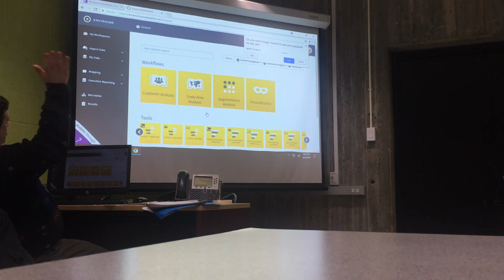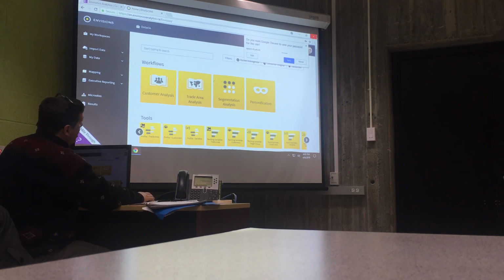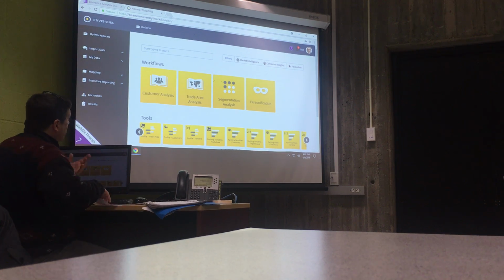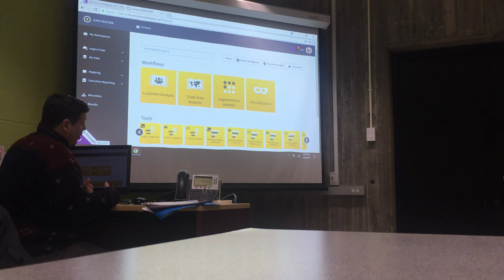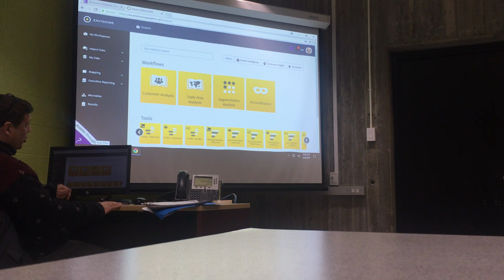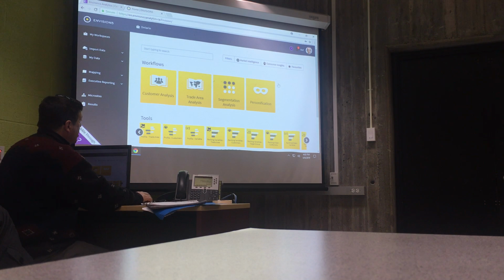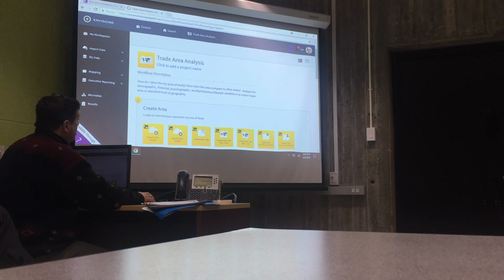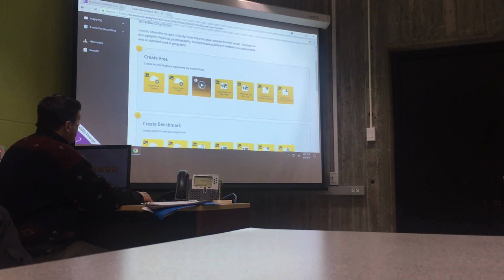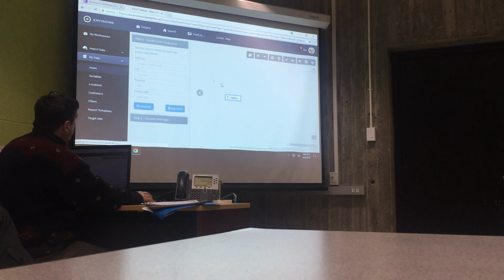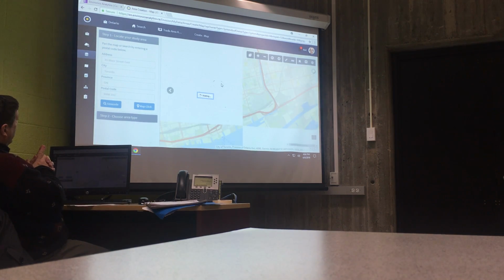All right, so this is what you see when you come to the page. And we're going to do a trade area analysis. What this means is we're going to take a particular trading area with the parameters that I've given you, and compare that with the city of Ottawa. So they're all business locations inside the city of Ottawa. So we'll click on trade area analysis, and then go down to create area map. Now there are two things you can do here.